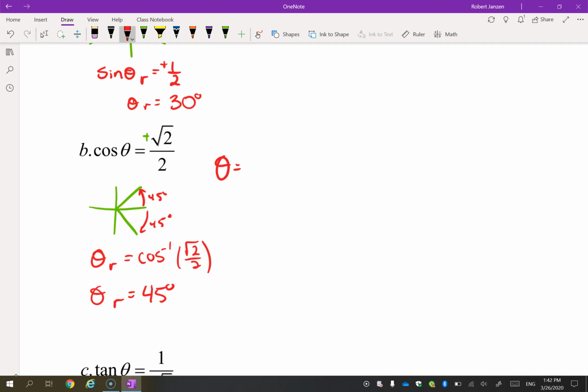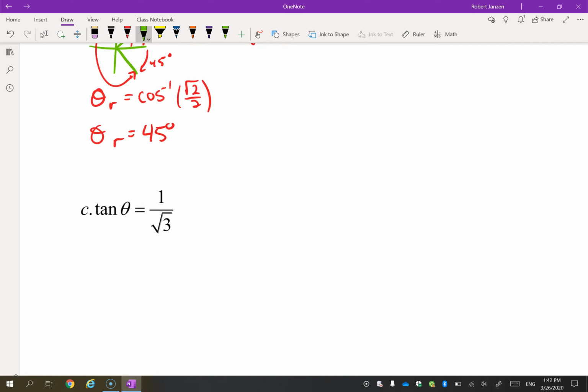And so what are my two answers? Well, in quadrant 1, it's 45. But what's this one? That's 360 take away 45. So 315 degrees.